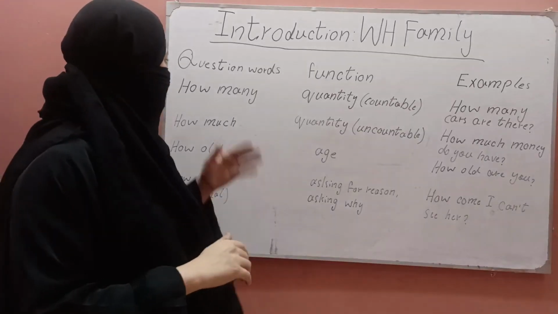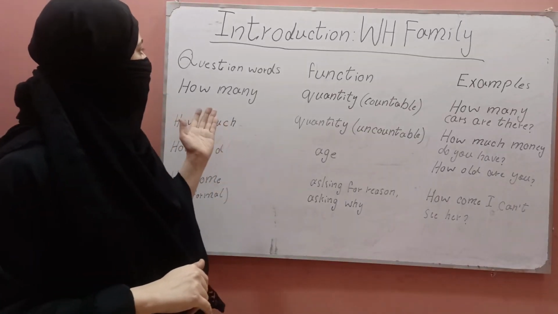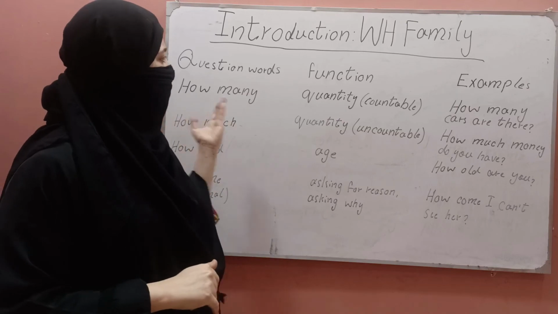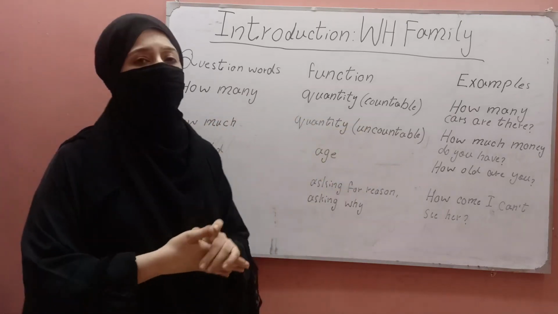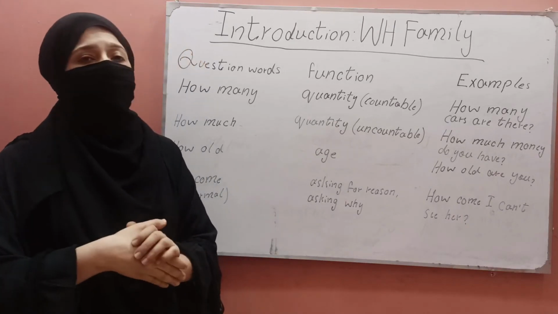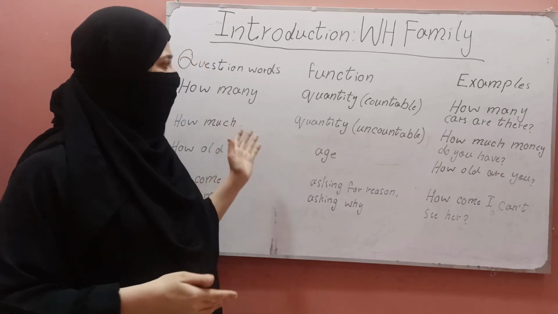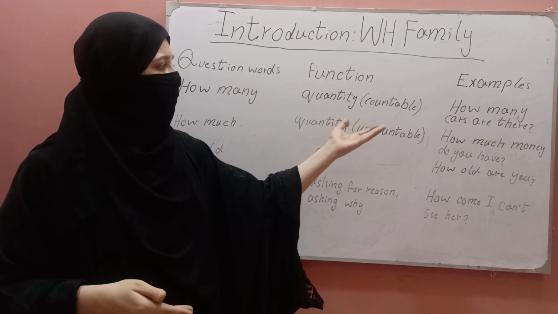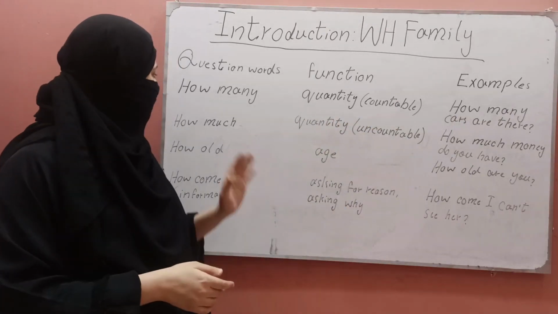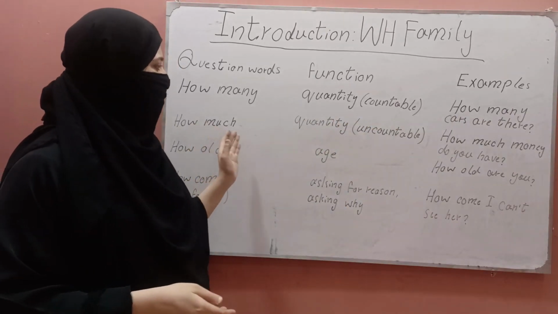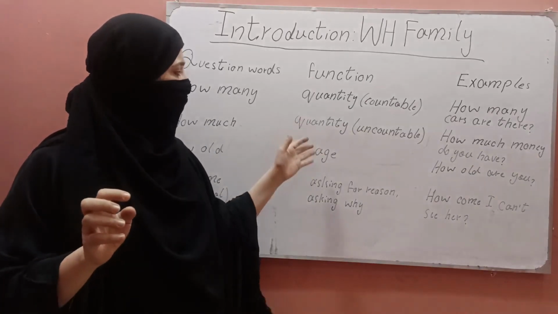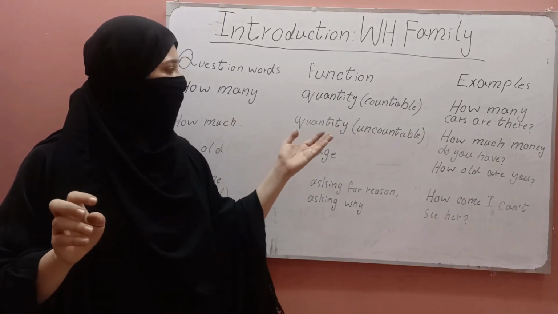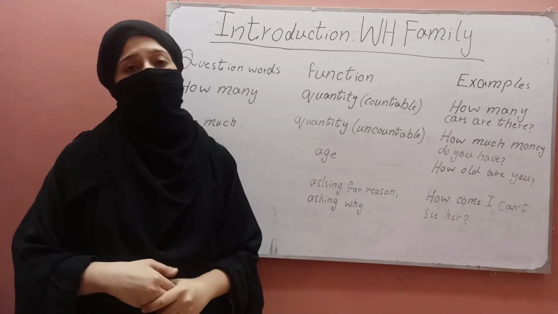Here are other types of how with their function and examples. The word is how many. How many is used for quantity. When the things are countable, we use how many. For example, how many cars are there? And the other word is how much. When the things are not countable, we use the word how much. The example is, how much money do you have?